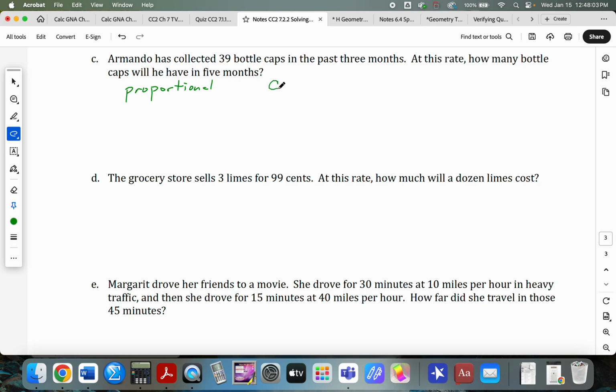So we want to know how many caps he's going to have in 5 months. That'll be equal to 39 over 3. It was caps over months here, so it should be caps over months here. I'm absolutely going to reduce this one because it makes it really pretty easy. It's 13 caps per month. Multiply times 5. And c is 65 caps.